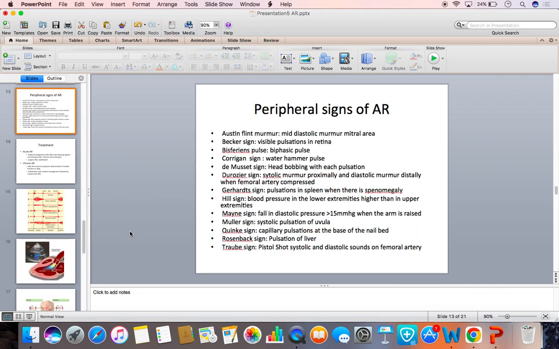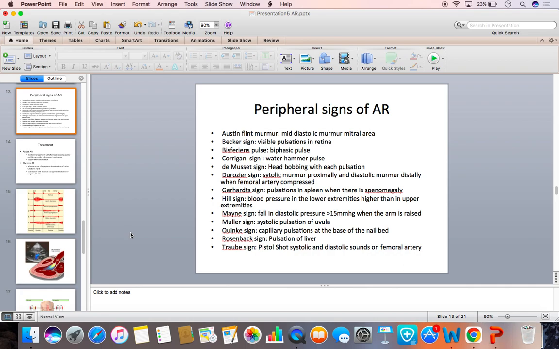Coming to the peripheral signs of aortic regurgitation, there are so many signs that have been described under various names. The specificity and sensitivity of these clinical signs are very variable. They have got poor specificity and sensitivity. Remember this point.